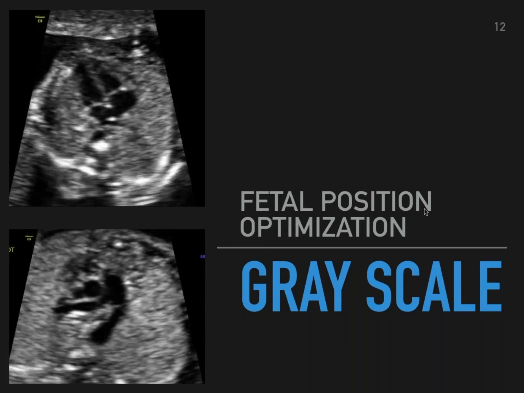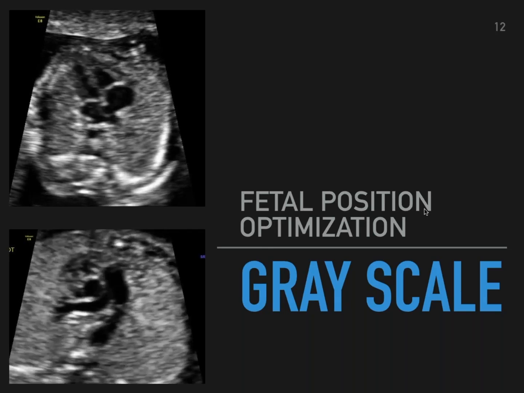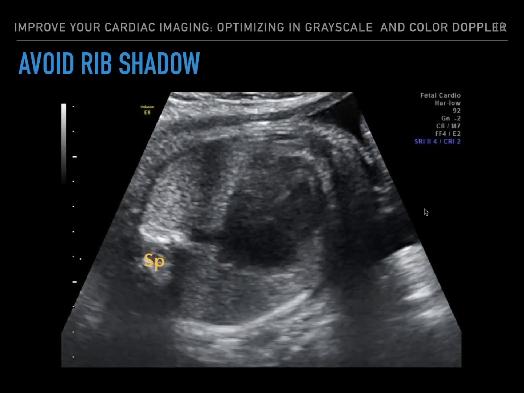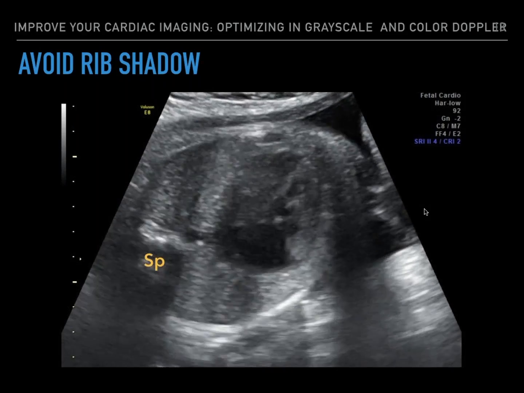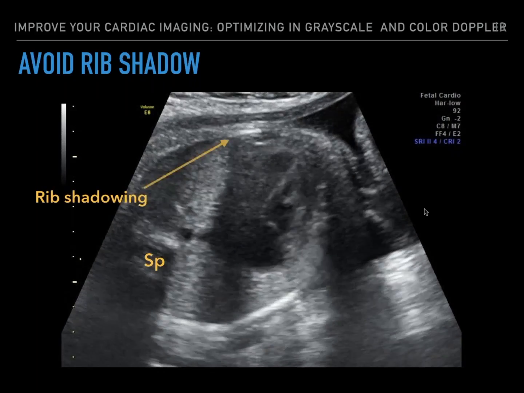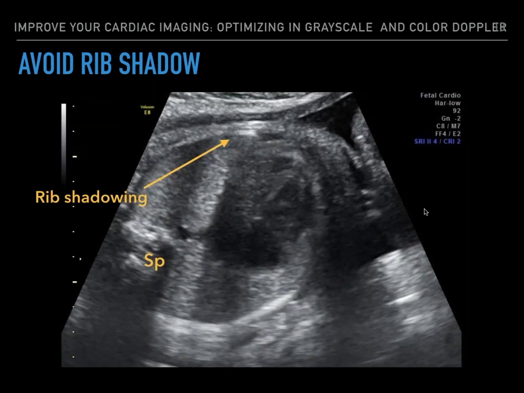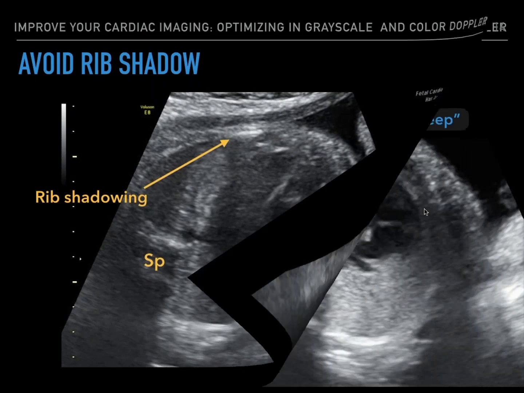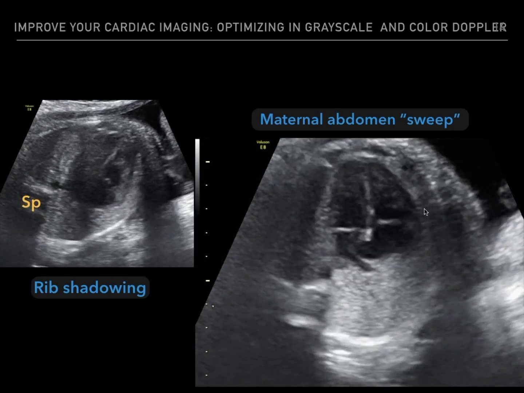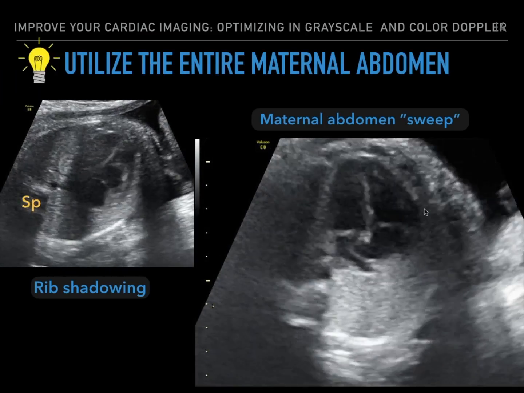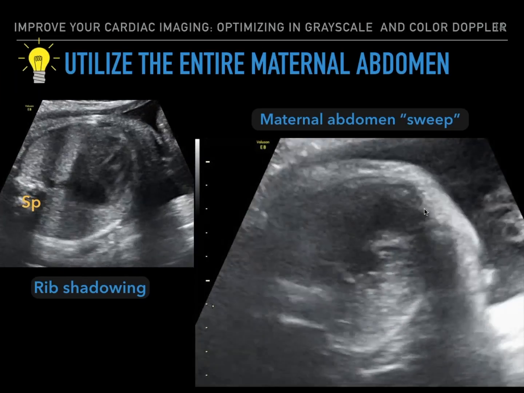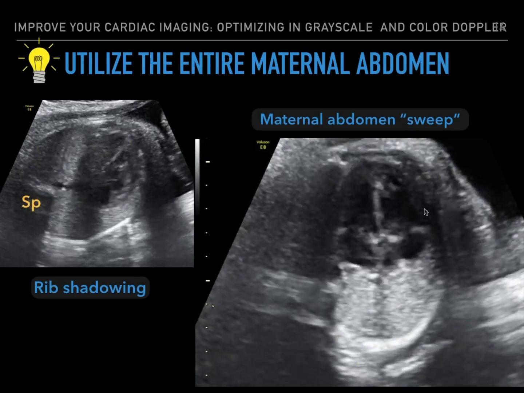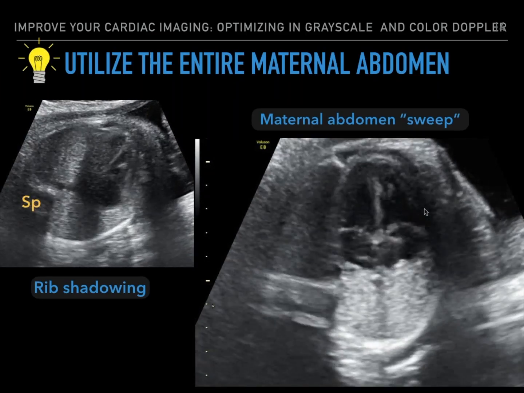Fetal position optimization in grayscale. One of the many challenges that we encounter is fetal positioning, especially with rib shadowing in the way, as you can see here. Now, how can we avoid this? How can we improve this image? What you can do is utilize the entire maternal abdomen. You want to sweep your probe high, you could even sweep it low, move over to the maternal left and right, and explore your different angles to avoid the rib shadowing.